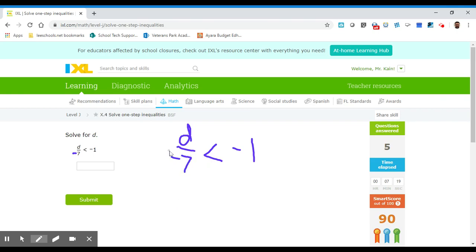So I'm multiplying, since it's dividing, I'm going to multiply by -7, which is going to cancel this out. And since you're multiplying by a negative, you have to change the direction of the sign. Multiply this side by -7 and you would get +7. So that's only if you're multiplying or dividing by a negative.